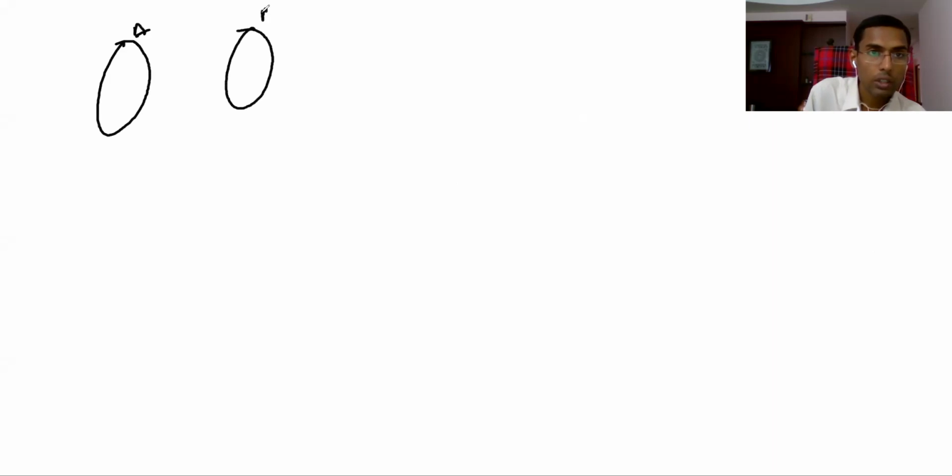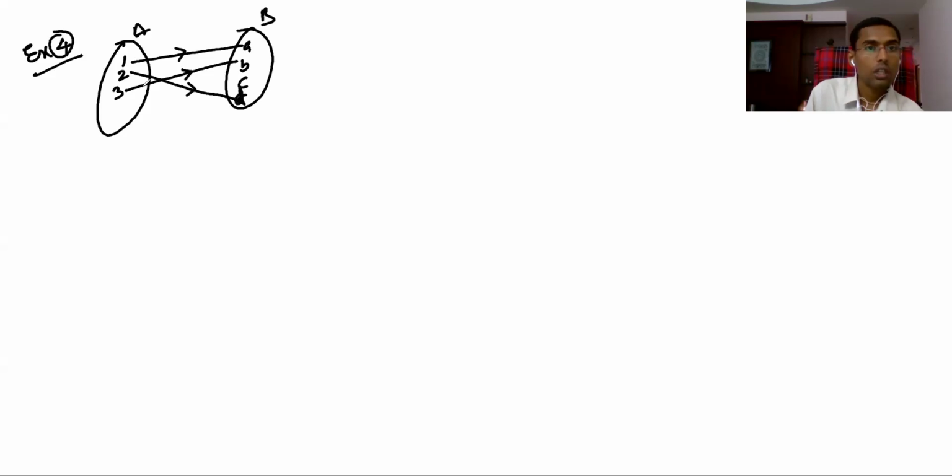Here 1, 2, 3, and here A, B, C, D. Let's take it like this. Is this one-one or not? First of all, is it a function or not? Yes, it's a function. How do you know? See, 1 has only one image, 2 has only one image, 3 has only one image. Different elements 1, 2, 3 have different images, therefore it is one-one. Why? Because three different elements have three different images. Then what about C? Doesn't matter. Three different elements have three different images, therefore one-one. So this is how we decide one-one functions.